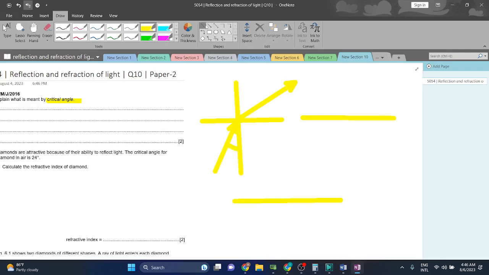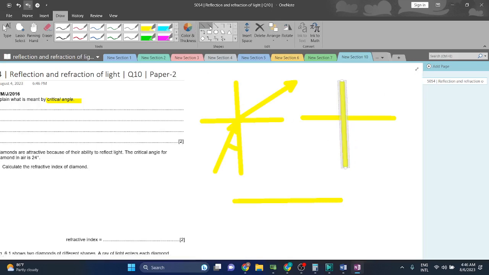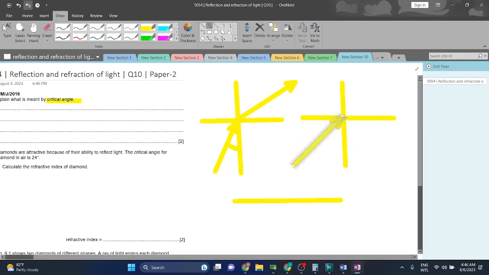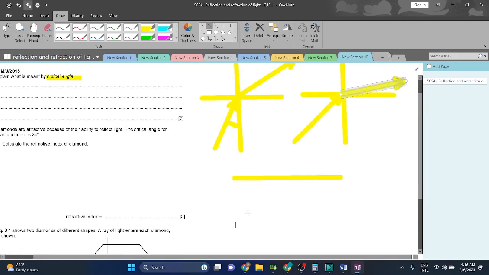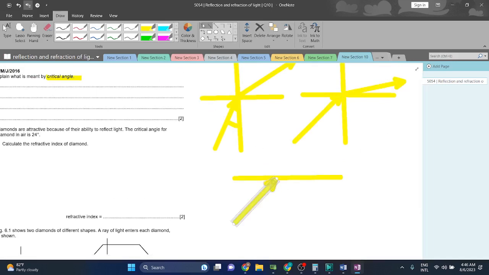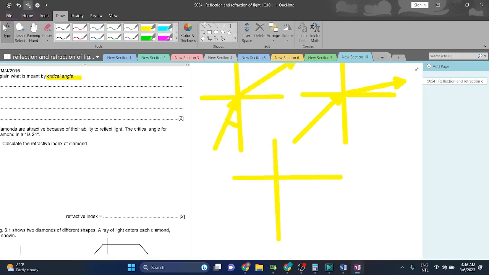फिर हमने उसका angle बढ़ाया है. हमने उसका angle 30 कर दिया. तो the light goes here. लेकिन we go one step further and we make the angle a bit more.